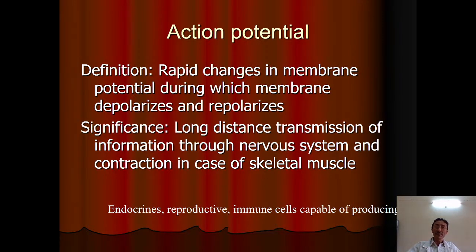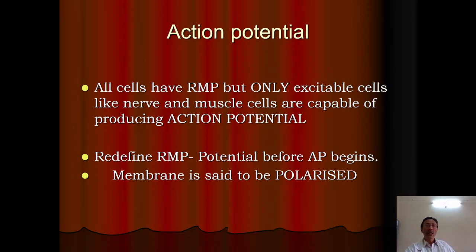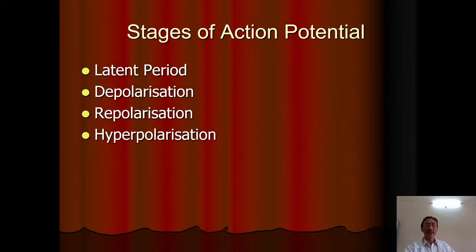Why is this excitability there? Because it is responding to the changes. And what the membrane produces in response to the changes is the action potential. Let us see the difference here. All cells have a resting membrane potential, but only excitable cells like nerve and muscles are capable of producing an action potential. Before the action potential begins, it is known as the resting membrane potential. At that point, the membrane is said to be polarized, and the polarization is around minus 70 millivolts.